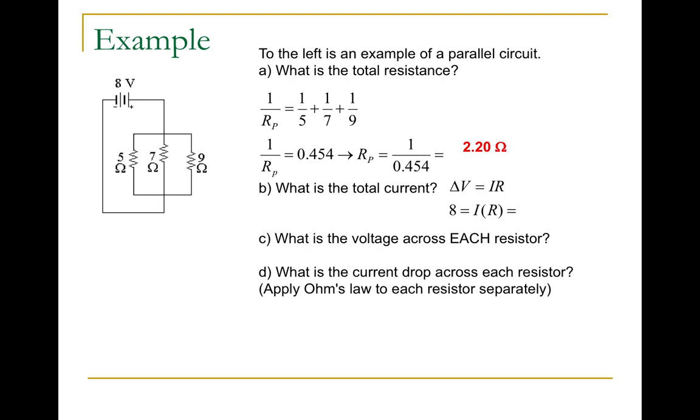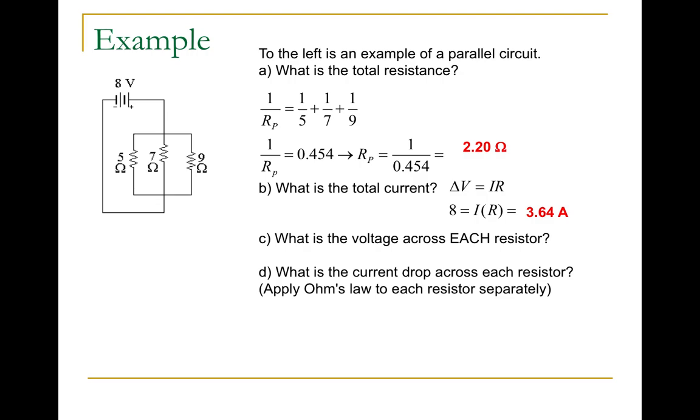Part B, what is the total current? So using Ohm's law for the circuit as a whole, I know that the potential of the battery is 8 volts, and I'm going to use the total resistance of the circuit, the equivalent resistance, to give me a current of 3.64 amps.